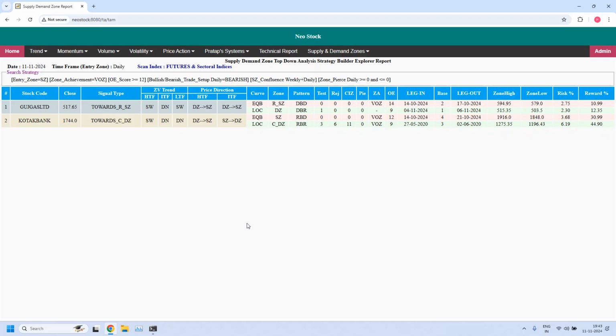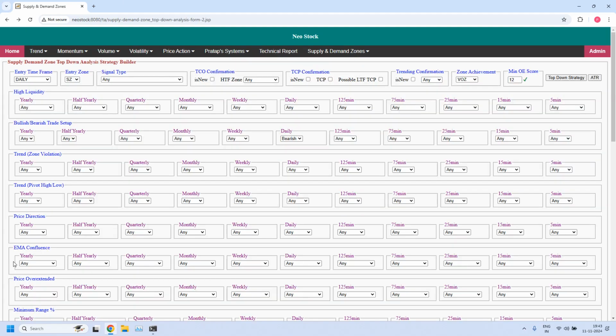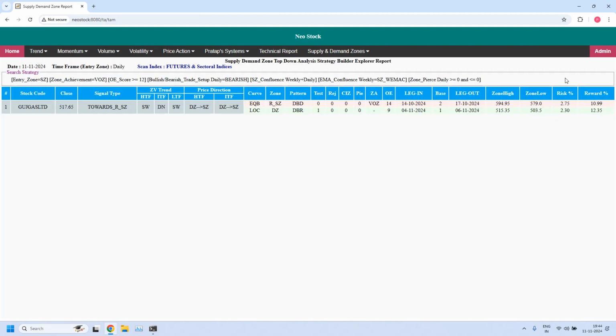Among these 2, any of these stocks are having weekly EMA confluence because daily is part of weekly trend is down. If any of these stocks are having weekly EMA confluence, that is even more high probability setup. Let's verify. In the EMA confluence, weekly time frame, because daily supply zone is part of the weekly supply zone. So if this weekly supply zone is having weekly EMA confluence, that is even more high probability setup. So we got 1 stock. So this supply zone is even more high probability setup.